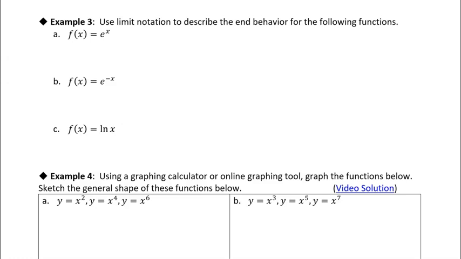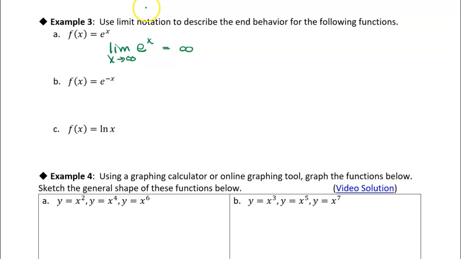All right, in this example, we are asked to use limit notation to describe the end behavior for these functions. Now, we've really already done it for e to the x. Part A is e to the x. And we showed in the first problem that the limit as x approaches infinity of e to the x is equal to infinity. As x gets larger and larger in the positive direction, e to the x just gets larger and larger to infinity, okay?